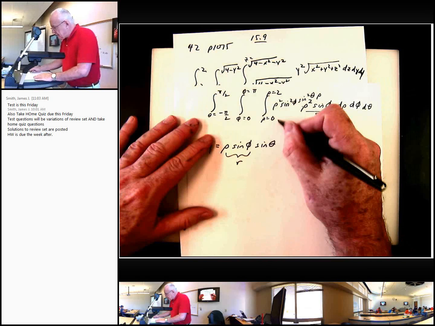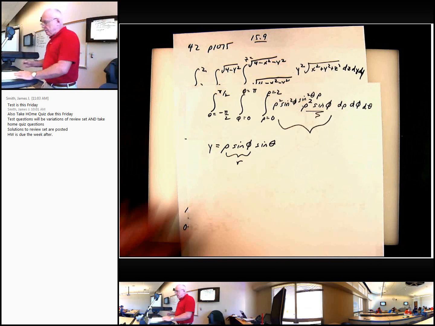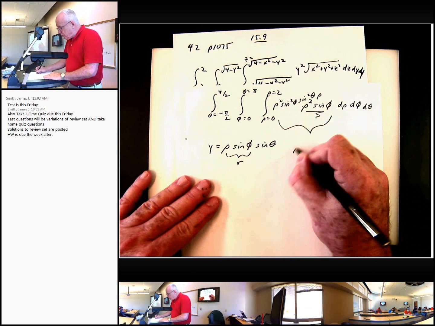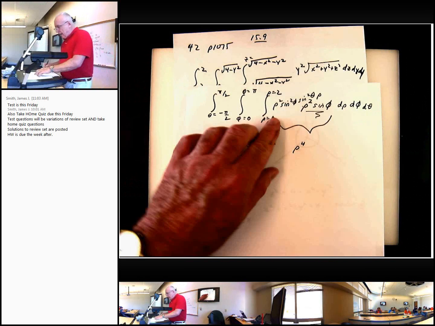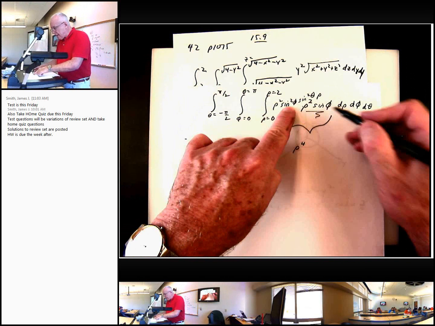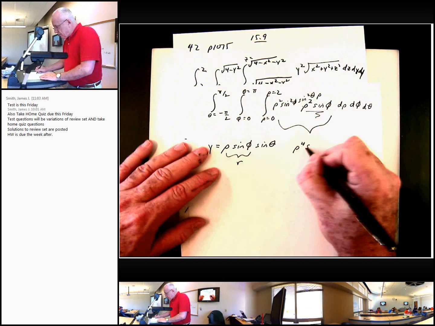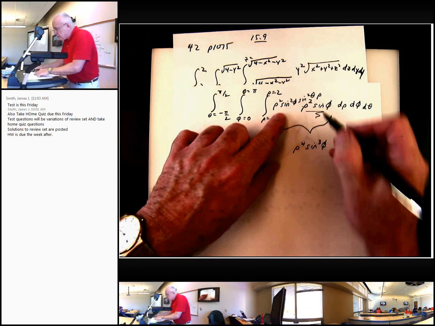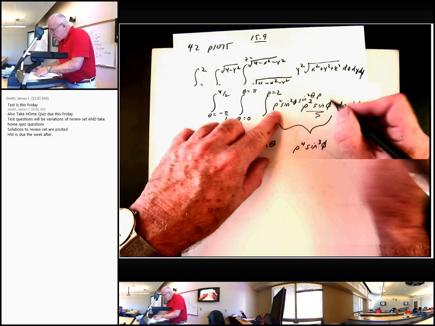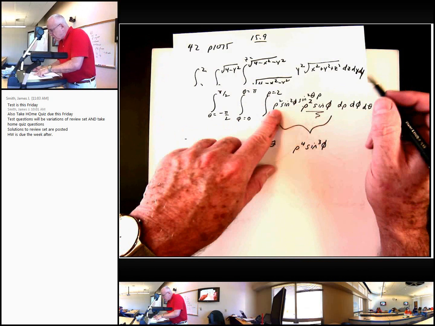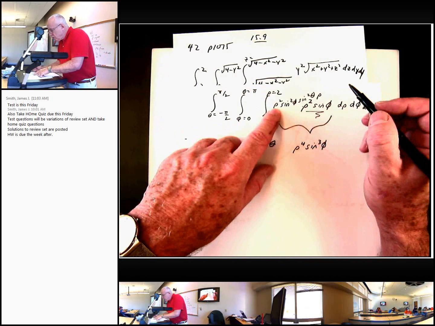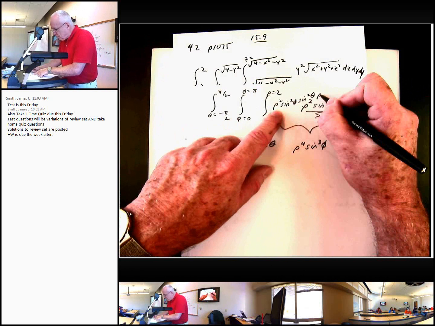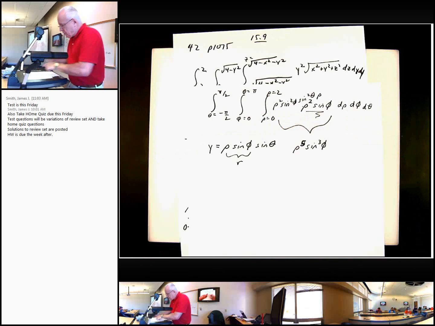Okay, let's simplify that mess that I've got right there. I've got rho squared, so that's rho to the 4th power. I have a sine squared of phi, and I have just a sine of phi, so that's sine to the 3rd of phi. Oh, let's see here. Is it rho to the 5th power? Oh, yeah, I forgot that rho right there, thank you. Yes, rho to the 5th power.